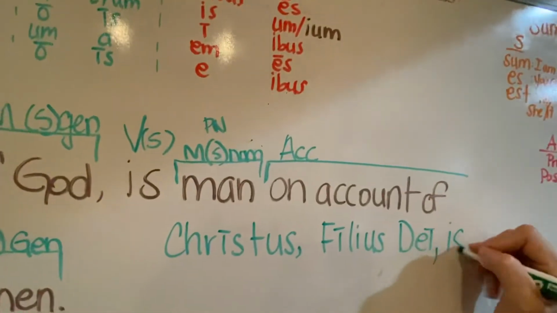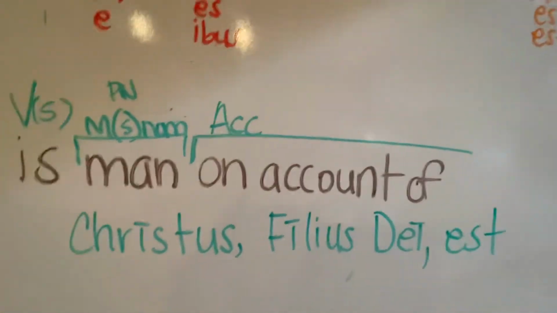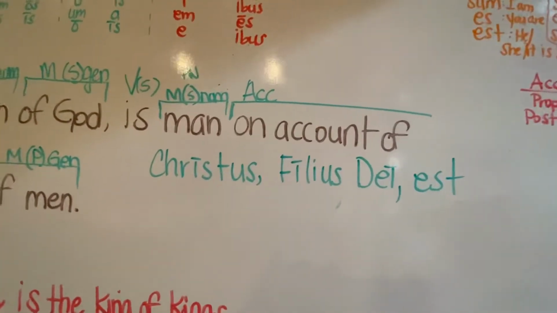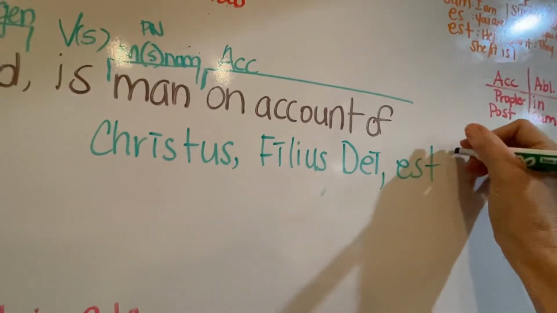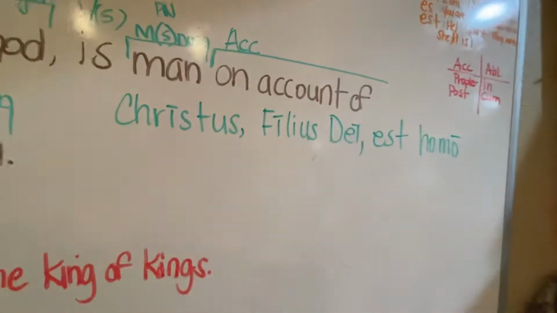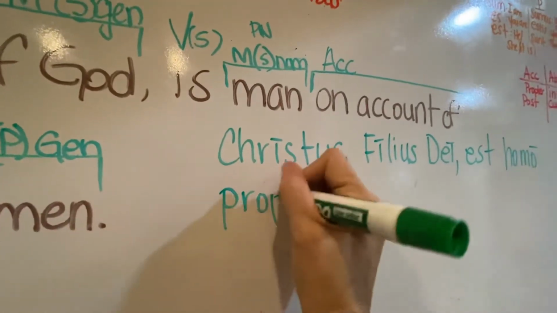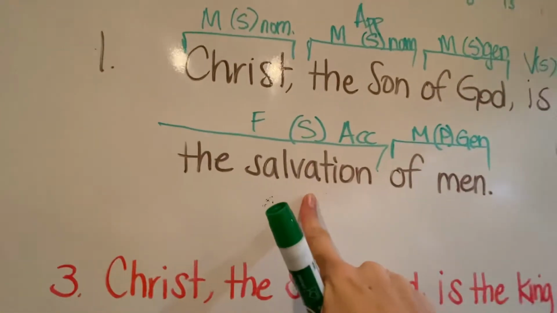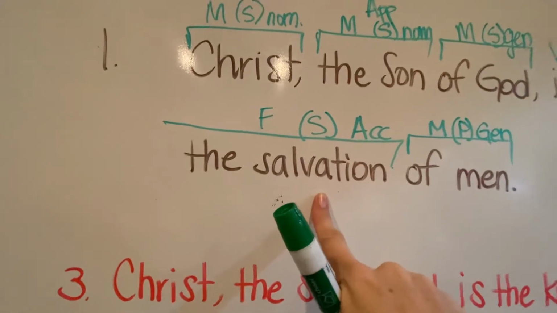So I'm gonna place it, oh, sorry. I would do est. Gotta translate here, gotta get into my Latin frame of mind. All right, and then we'll do man. Man we have in the nominative singular, so that would be homo. And then we have on account of, which I know is propter, okay? Which is part of my vocab I've memorized. And then I have salvation, which is safety, salvation, welfare, which is salus, salutis.